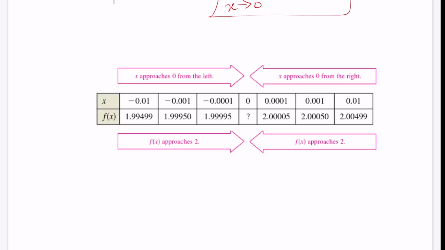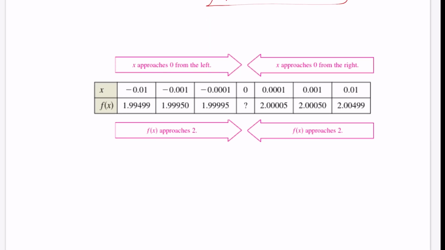Now let's go ahead and look at the numerical approach. With the numerical approach, again, we keep substituting values on the left-hand side of 0, which are negative values, and we substitute values on the right-hand side of 0, and we monitor what value we are approaching. So on the left-hand side of 0, you have negative 0.01, negative 0.001, negative 0.0001, as we get closer and closer to 0 from the left side. And you see that these values are gradually approaching what? 2. If you approximate these values, you'll definitely get 2.